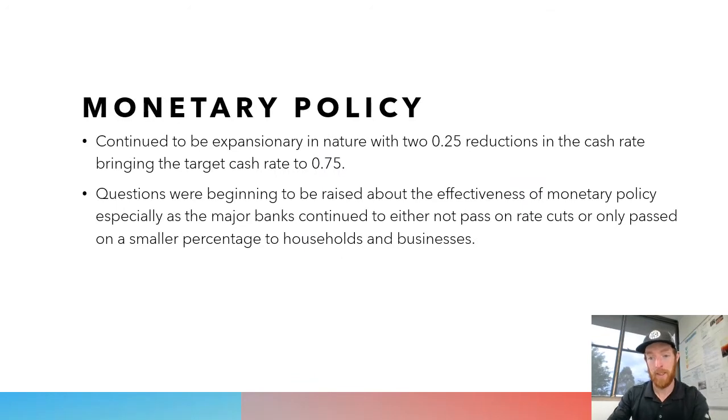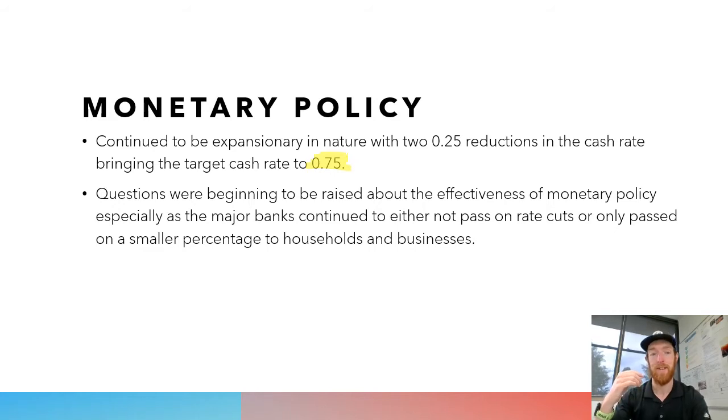Monetary policy. We had continued to be expansionary in nature, with 2.25 points of reductions in the cash rate, bringing the cash rate target to 0.75 by the end of 2019. There were beginning to be questions raised about the effectiveness of monetary policy in the current economic situation. As you'll see when we get to the goals, the economy was kind of stagnant. We were just plodding along, not quite reaching our goals, and nothing that was happening was really beneficial towards them. It made you question the approach of returning to surplus when we weren't achieving those domestic economic goals in the first place, but it's a big political thing to say you're returning to surplus.